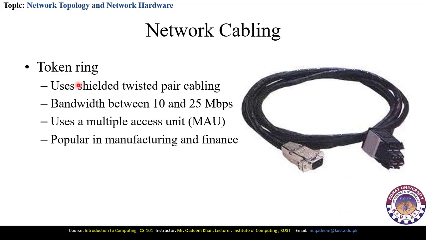Another one is called the token ring cable. As its name indicates, it uses shielded twisted pair cabling and has a bandwidth between 10 and 25 megabits per second. It uses a multiple access unit (MAU). Multiple access unit means that multiple computers can be accessed through this cable, and it is popular in manufacturing and finance. So this cable is very renowned.